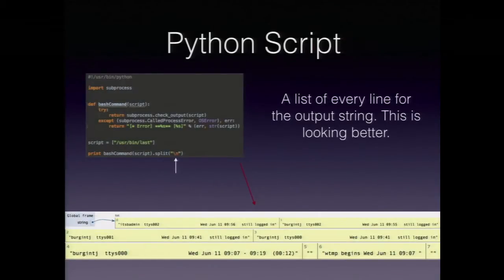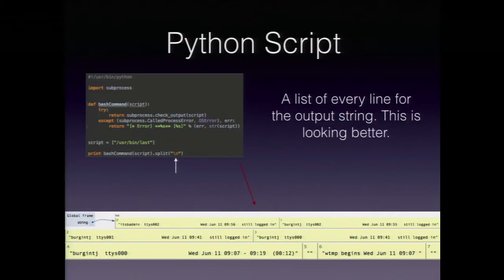Let's add a \n inside the split, and that basically tells us, okay, let's take this string and split it out for every line. So that's looking better. We actually have control of each line now. Within that, you can see that the list is numbered 0 through 7, and essentially we'll use that next to get at some information in that script.